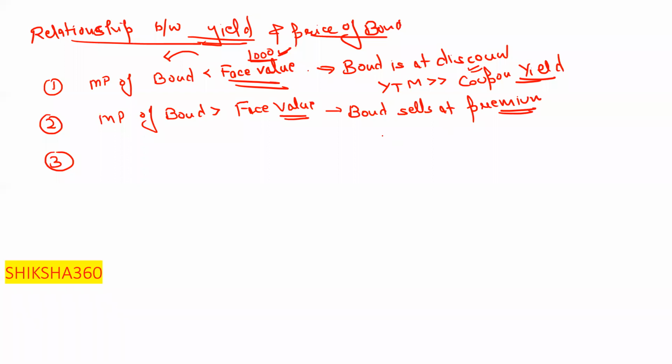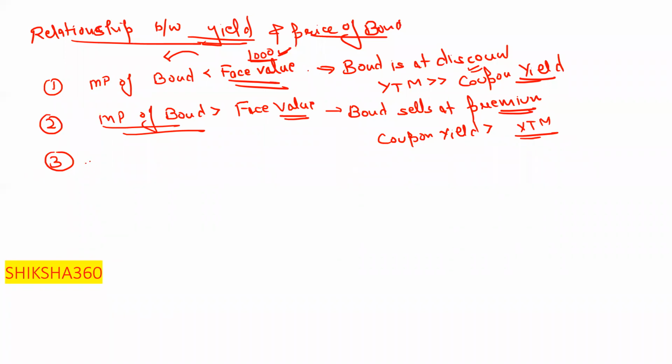So what is the meaning of that? The coupon yield is more than the YTM. That is, the market price of the bond is more than the face value. So in that case, the coupon yield is more than the YTM.